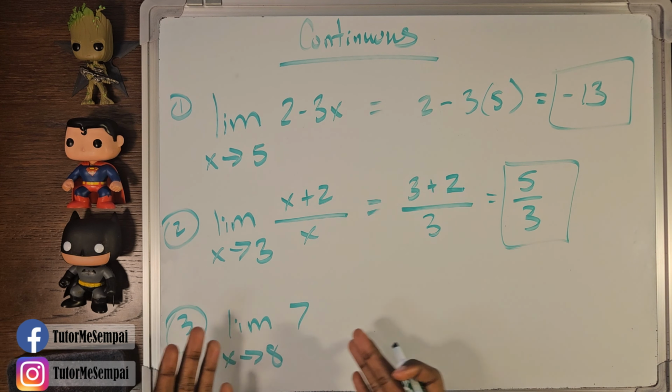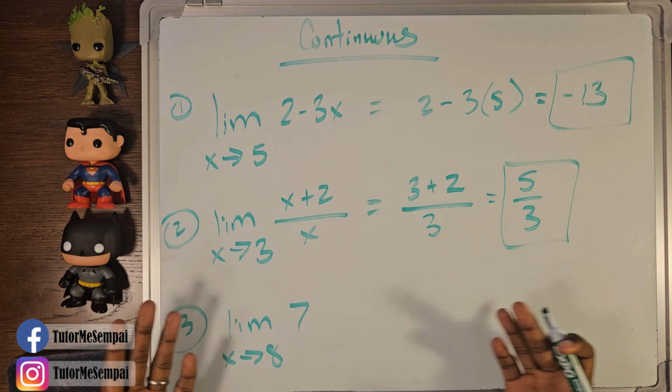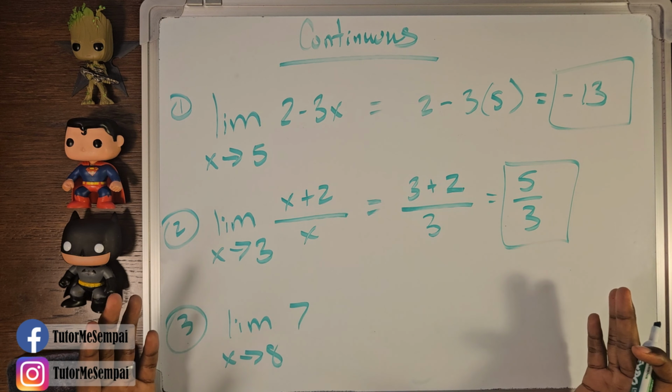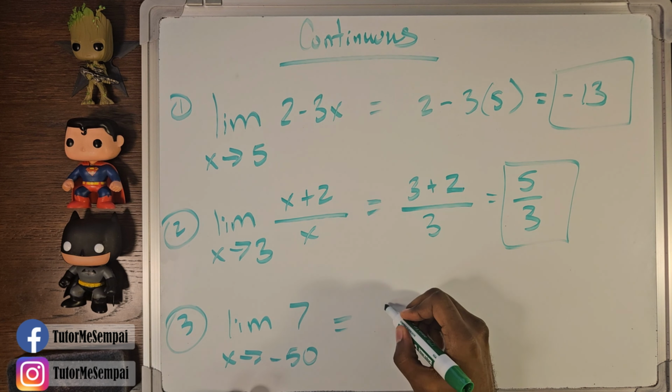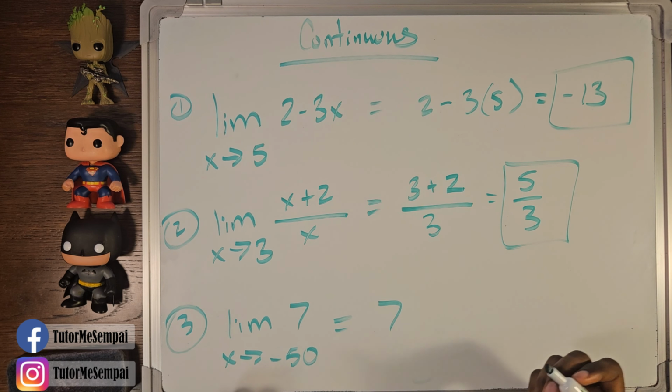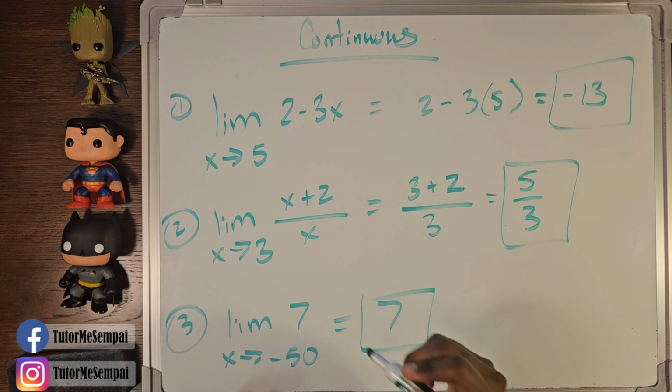And lastly, your constant. Your constant is just going to be equal no matter what x you have. So it doesn't even matter what this is. You can change that from an 8 to 100. You can change it to negative 50. It doesn't matter what this x is. You're just going to always be what that constant value is, your 7.